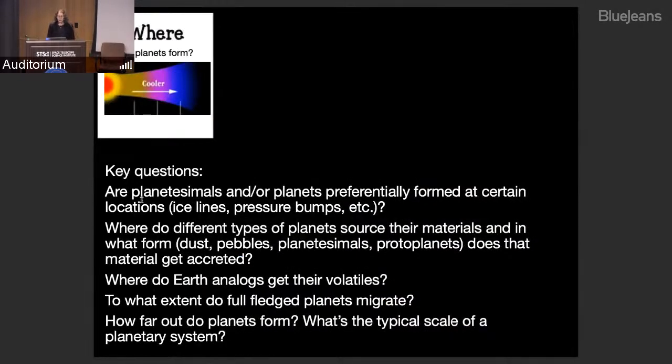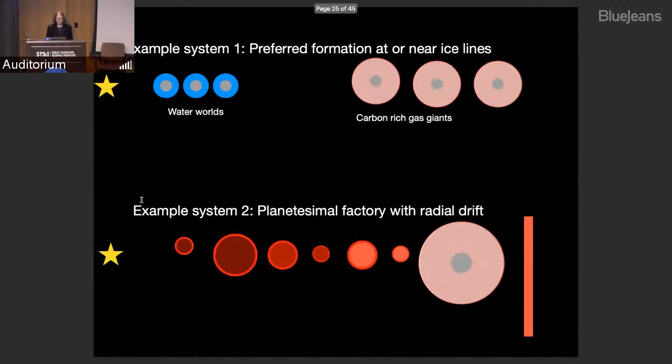All right, so where do planets form? Some of the questions we have are: are planetesimals or planets preferentially formed at certain locations like ice lines or pressure bumps? Where do different types of planets source their materials, and in what form, dust, pebbles, etc., does that material get accreted? Where do Earth analogs get their volatiles? To what extent do full-fledged planets migrate? How far out do planets form, and what's the typical scale of a planetary system?